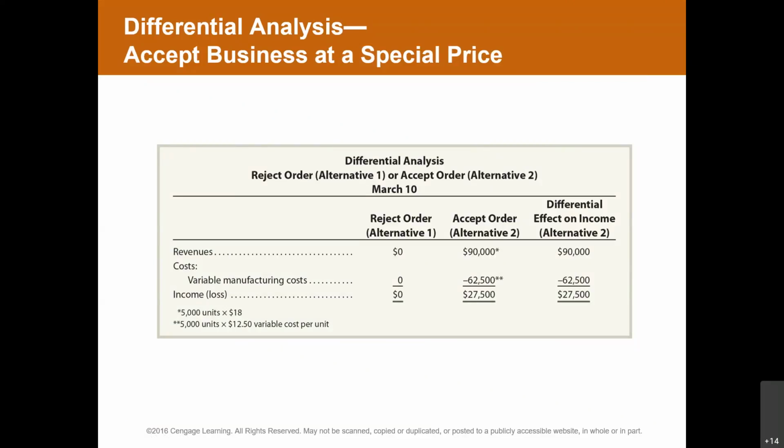And so we can see here that the alternative, if we do sell these basketballs overseas, would yield us an additional $27,500 in net income. So it would make sense for the company to do this deal. It makes sense to me.